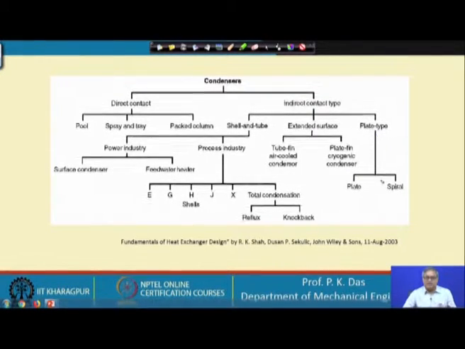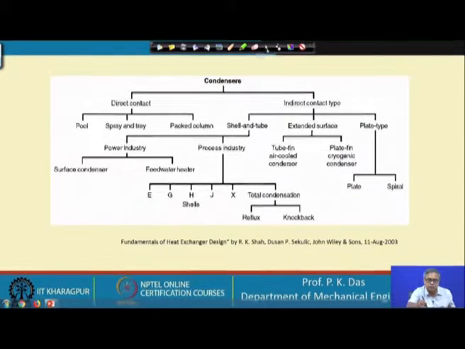Then plate type heat exchangers, both gasketed plate and spiral plate kinds of heat exchangers, are used as condensers. So, we can see there is a very large variety of condensers. All the condensers I will not be able to discuss in detail, but at the beginning you should have some idea of what the different condensers are. Some of them I will take up in detail and some of them I will discuss cursorily.